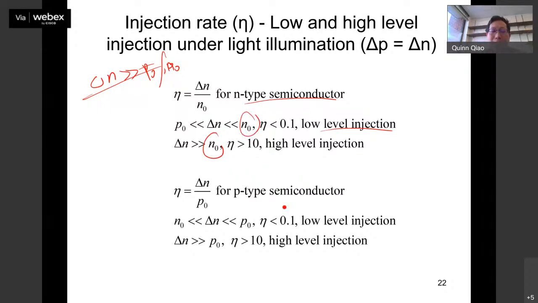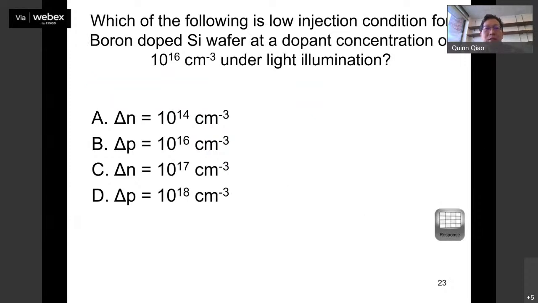The same thing for p-type. If delta n is 10 times smaller than the majority carriers p0, we call that low injection. If delta n is 10 times bigger than p0, we call that high injection. So basically, compare the majority carrier inside the silicon wafer. If delta n, the excess charge, is 10 times smaller, it's low injection. 10 times bigger will be what? High injection.